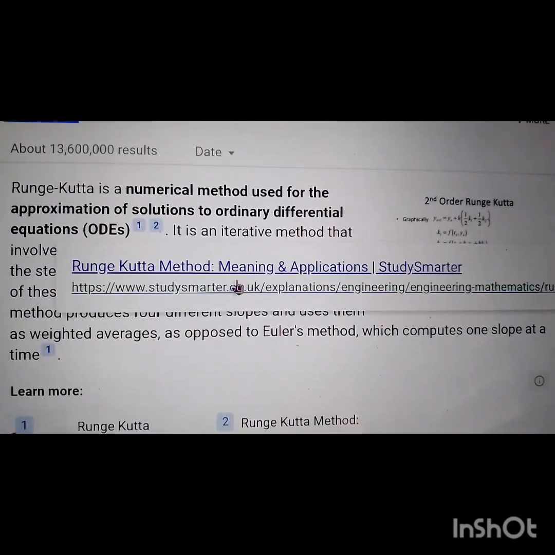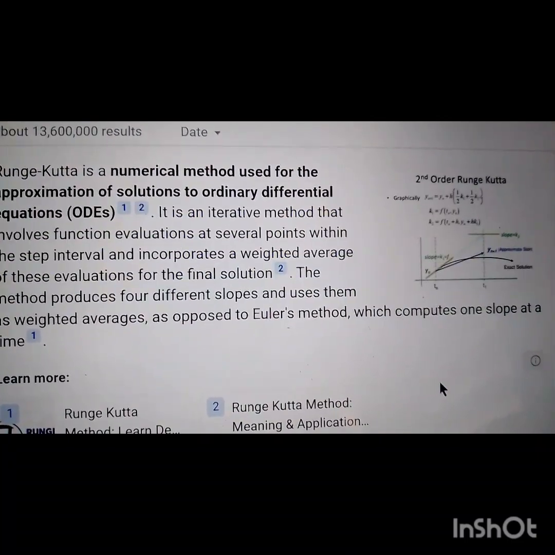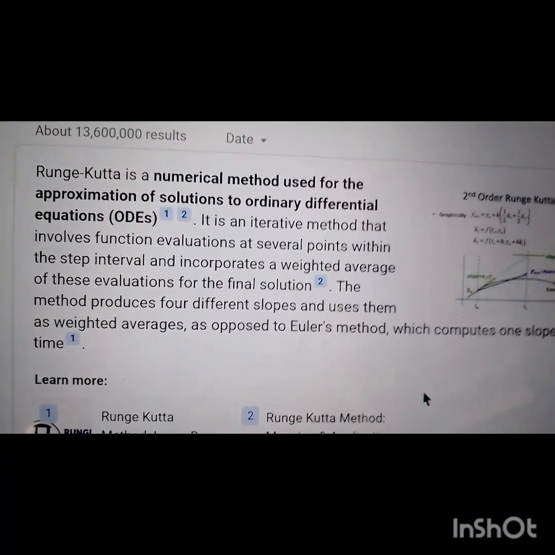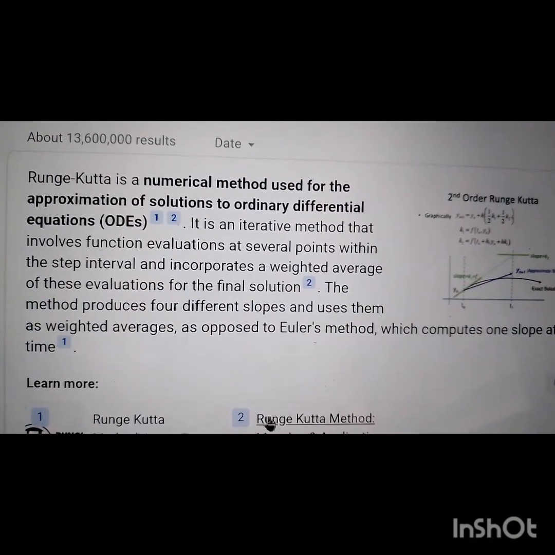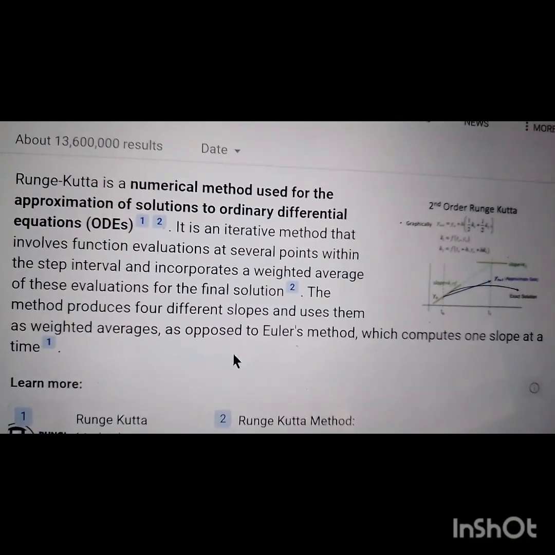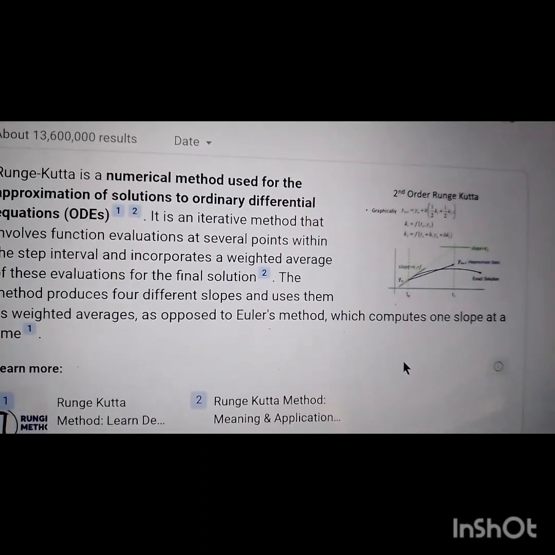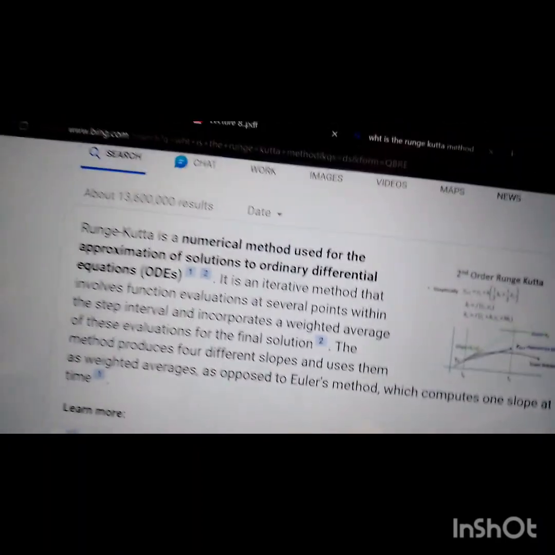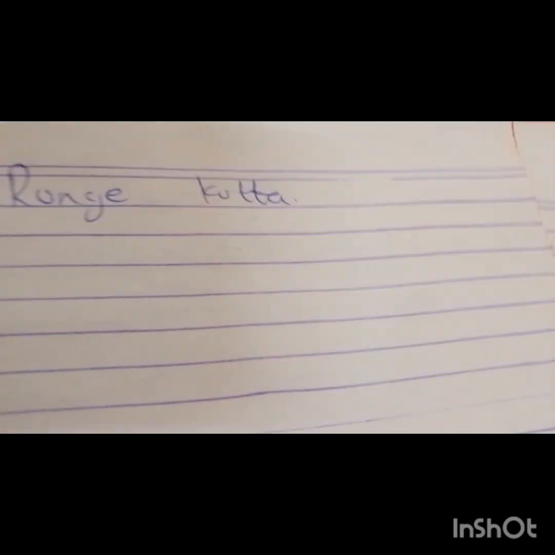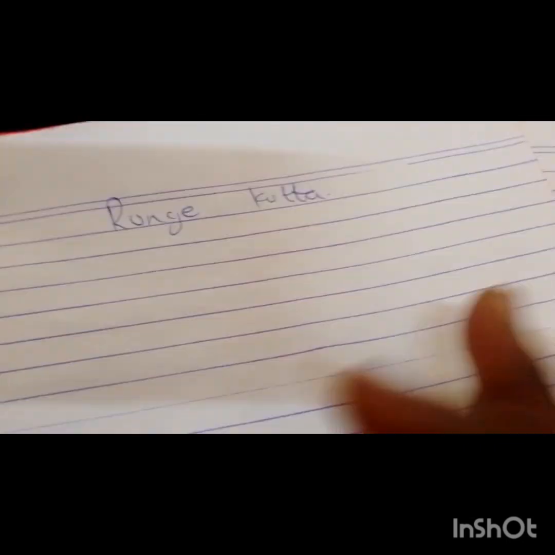Right. So okay, there are links to these ones. It says that the method produces four different slopes, right, and uses them as weighted averages, as opposed to Euler's method, which computes just one slope at a time. Okay, so let's just get here and then work more to what the Runge-Kutta method is.